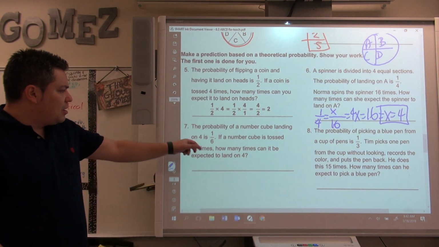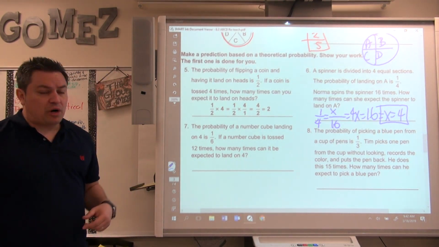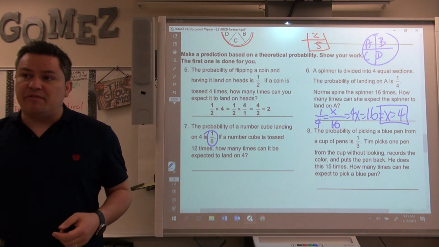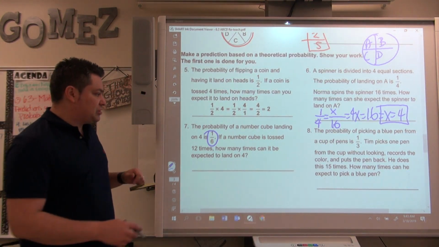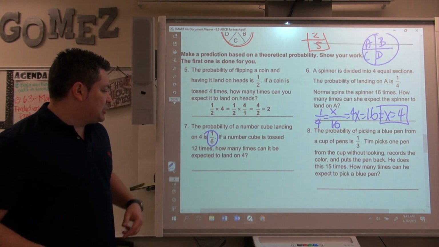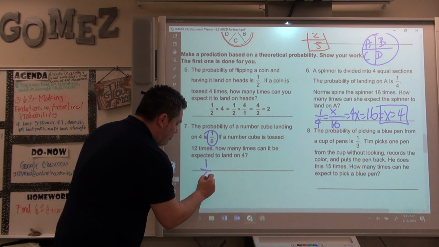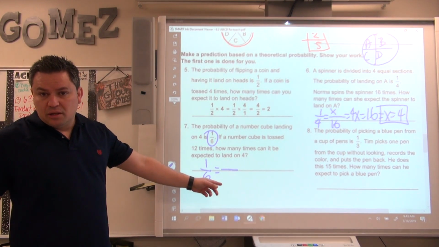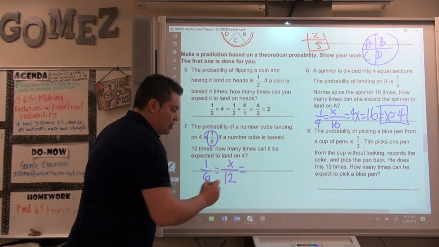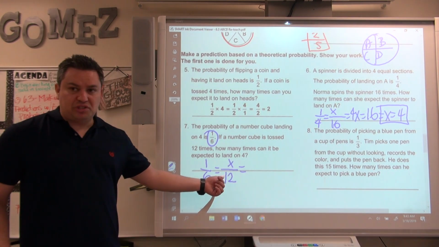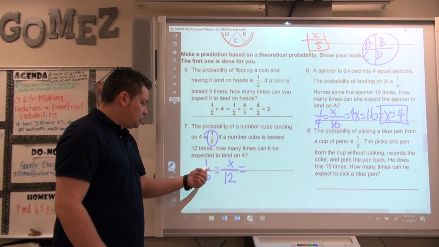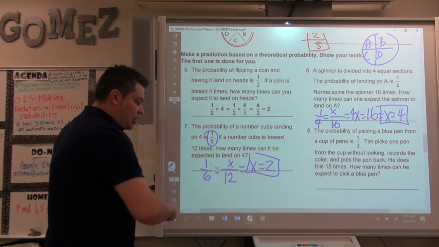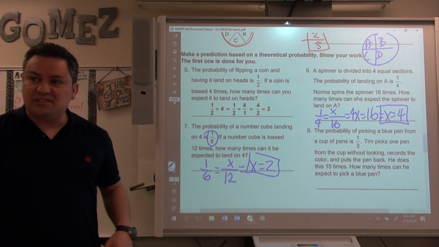Number 7. The probability of a number cube landing on 4. Again, there's only one 4 on a dice. It's 1 out of 6. The probability is already given to you. If it's not, you have to find the probability first. If you toss the cube 12 times, how many times can you expect to land on 4? First, write your probability equals what's going to go on the bottom. How many times are we doing this experiment? 12, and that's x on top. You can either do cross products, or in this case, 6 times what gives you 12? 2. So 1 times 2 is 2. If you don't believe me, you can do cross product: 6 times x equals 12. 12 divided by 6 is 2.